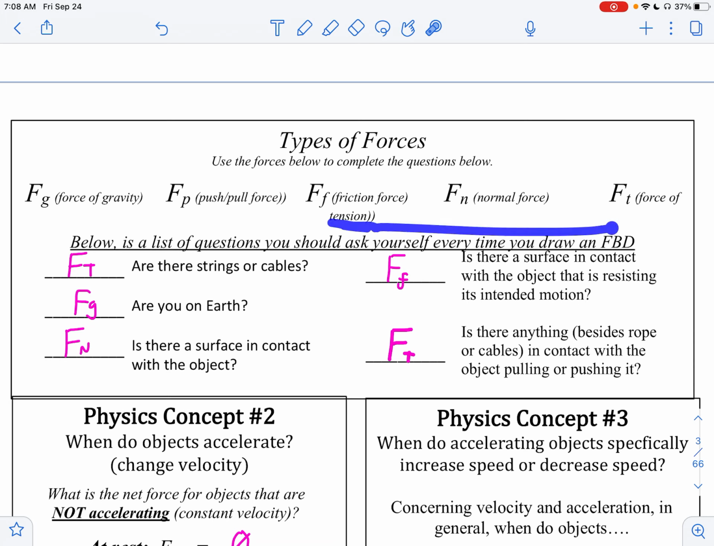This got moved over here. So force of tension. Tensions come from strings, cables, ropes, all those kind of things. So down here, there's a list of questions you can ask yourself every time you draw an FBD to figure out which forces are there.